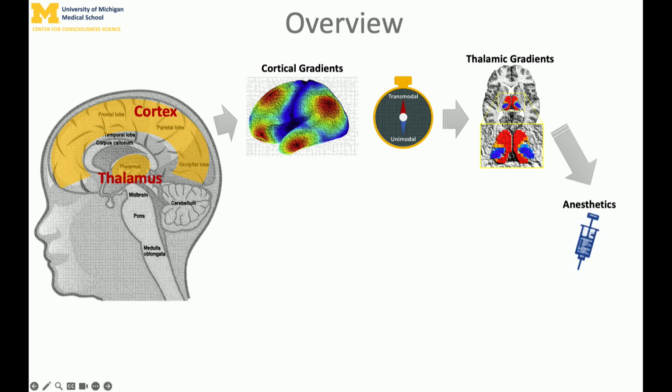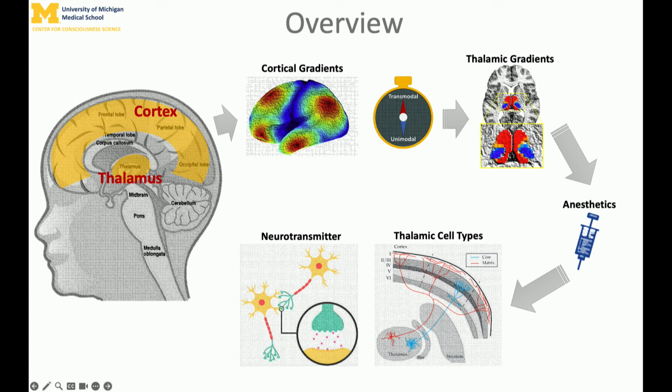Then things get interesting. What happens to the brain map when we use anesthetics? We will see how these medications change the brain's geometry, potentially affecting consciousness. And finally, we will go deeper, look at specific cells and the chemicals in the thalamus, and our goal is to find out if they hold the key to why the brain's functional landscape changes under anesthesia.